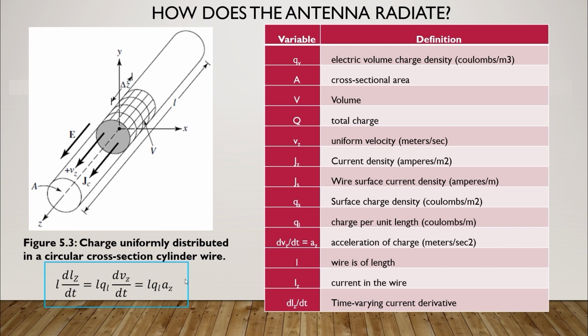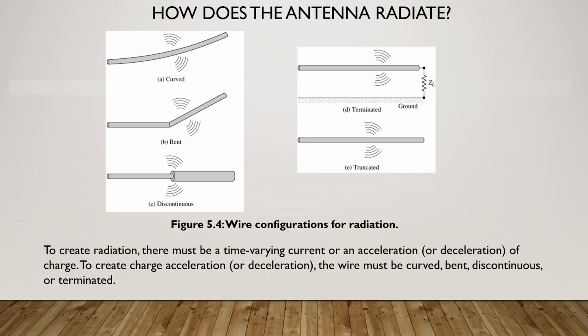This equation is the basic relation between current and charge, and it also serves as the fundamental relation of electromagnetic radiation. It simply states that to create radiation, there must be time varying current or an acceleration or deceleration of charge. To create charge acceleration or deceleration, the wire must be curved, bent, discontinuous or terminated. Periodic charge acceleration or deceleration or time varying current is also created when charge is oscillating in a time harmonic motion. Therefore, if a charge is not moving, current is not created and there is no radiation.